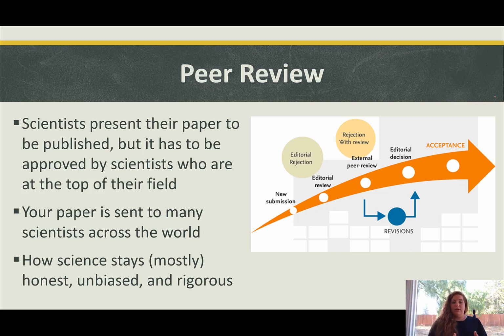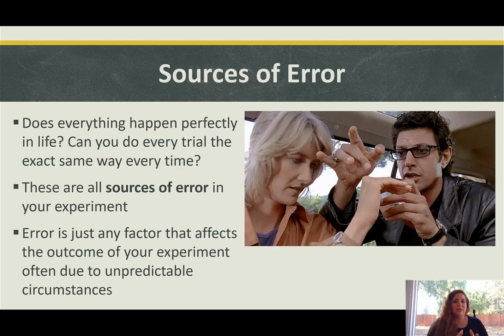So this is a big reason why science can claim to be durable, our knowledge, or why science can be unbiased, because we're actually sitting there and keeping each other honest. We're double checking each other's work all the time. But there are still sources of error, and this is just a fact of life. It's not something that you can completely get rid of.